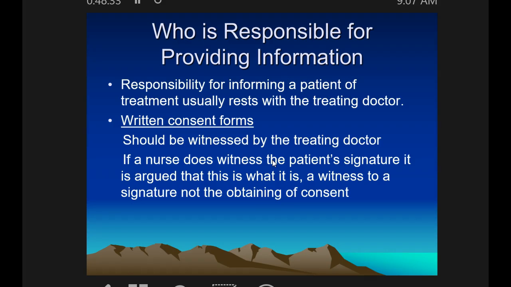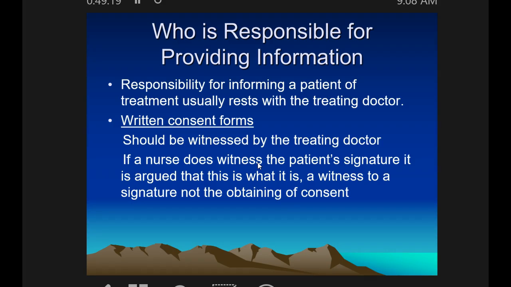Responsibility for informing a patient of treatment primarily rests with the treating doctor. And I think a lot of nurses sometimes can presume that if they're... It's rare that you're asked to do this, but you could be at one point asked to be a signatory to a consent form. But it's important to realize that all you're doing is merely witnessing that signature. It in no way denotes responsibility or culpability in relation to providing a fully informed consent. That responsibility rests primarily with the doctor.